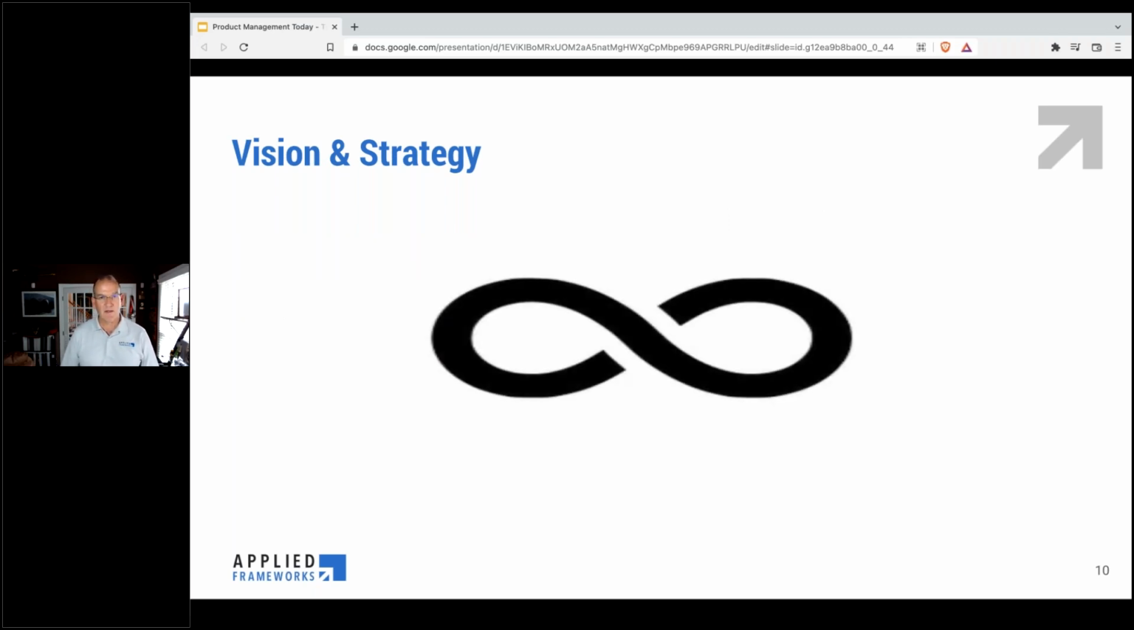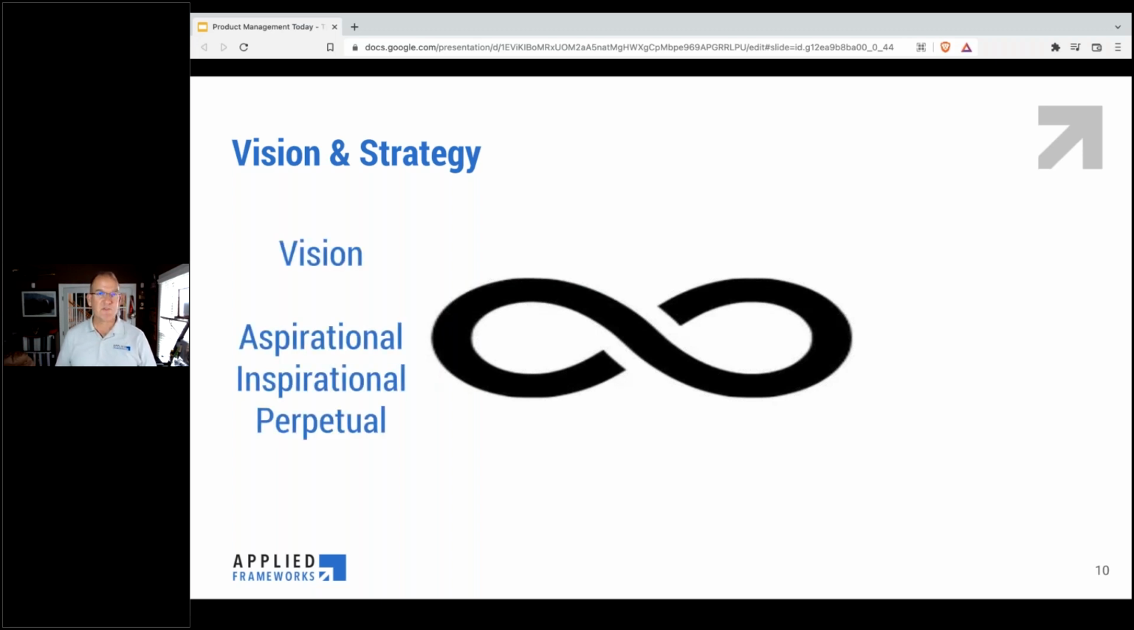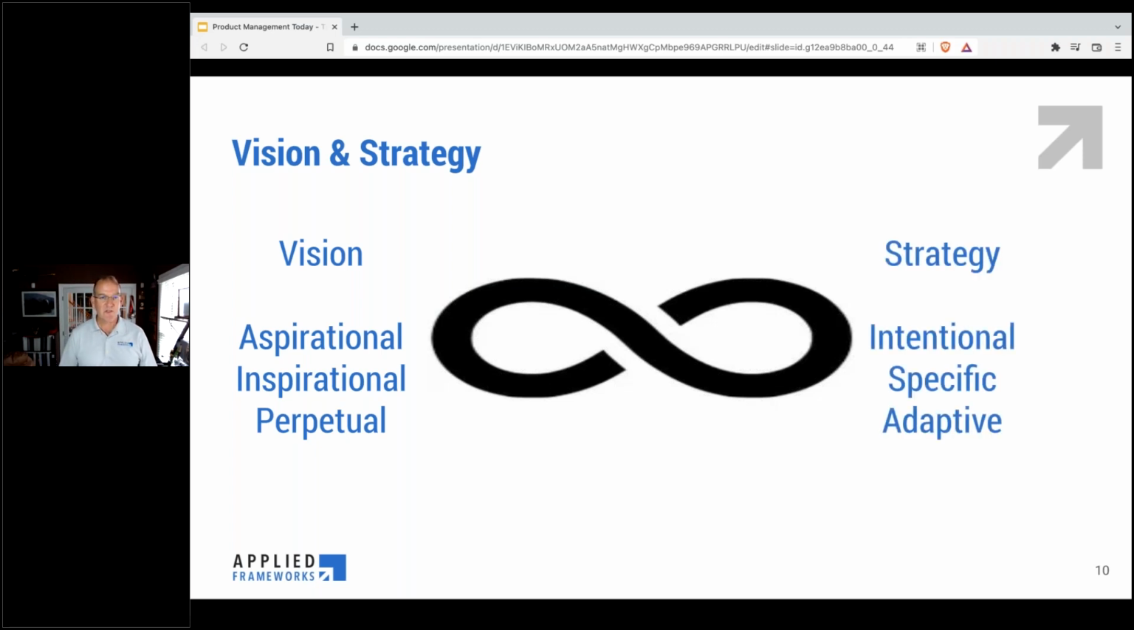And I want to start by illustrating the connection between vision and strategy. And I like the idea of a loop here, an infinite loop that connects the vision, which tends to be more aspirational and inspirational and perpetual, meaning that the vision can last for years, in some cases decades, whereas the strategy is more intentional. It's very specific, but it's also adaptive. So I can maintain the same vision and shift and change my strategy to adapt to changing circumstances, both internally and due to any external events.